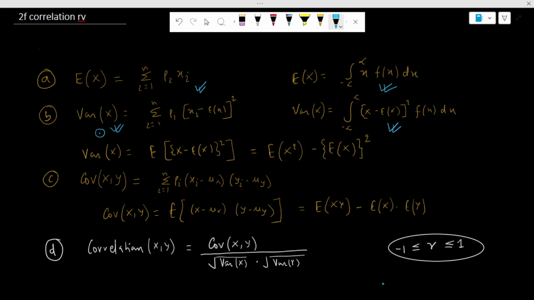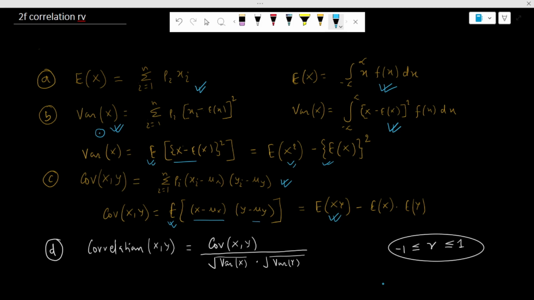Similarly, the variance of x, we calculate it using the expectation, making use of this formula, and in its expanded form it is equal to the expected value of x square minus the expected value of x, whole square. Similarly, the covariance of xy is equal to the product of the deviations from the mean along with the probability, and we sum it from 1 to n. And similarly, in terms of expectation, we take the expectation of the product of the deviations from the mean of the respective variables to calculate the covariance between x and y. And in its expanded form, covariance of xy is equal to expectation of xy minus expectation of x into expectation of y.